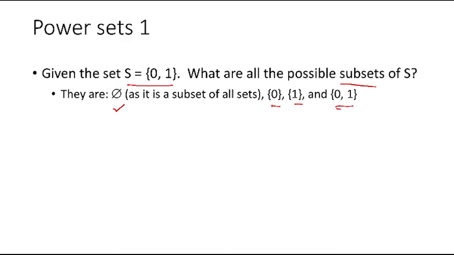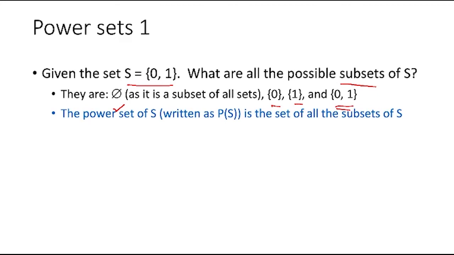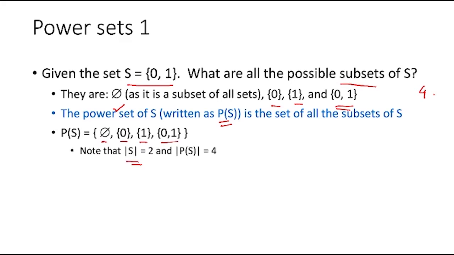So how many elements are we getting in this case? We are getting 4 elements, right? The total number of subsets of S will be 4. We can write S in 4 different ways as subsets. So this is known as the power set, usually denoted by P(S), power of set S, right? So the power set is the null set, 0, 1, and 0, 1. 4 elements are there. |S| is equal to 2, |P(S)| is equal to 4, that is 2 squared, right?